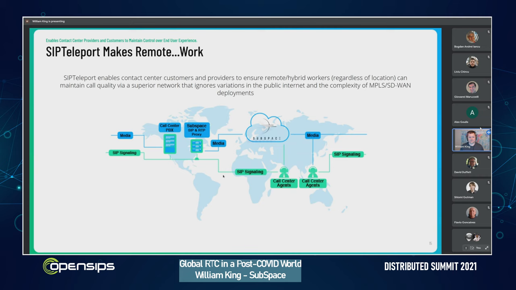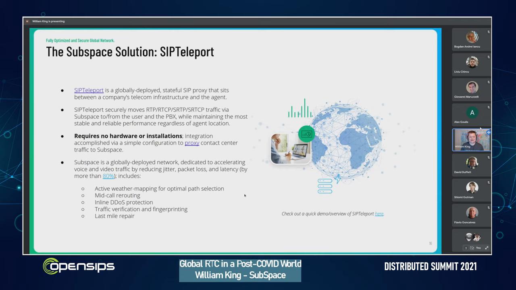A key piece that I want to call out here is that when we were designing this system, we're actually using a product called SIP Teleport. It's a stateful proxy. So just routing the registrations and the calls to this proxy is able to swap out and route the media. We don't look at the actual payloads of the media, and it requires no other hardware or installation. But it's a simple proxy that's able to, like RTP proxy or RTP engine, just proxy the media through another path. And you get to actually take advantage of a huge network performance system.